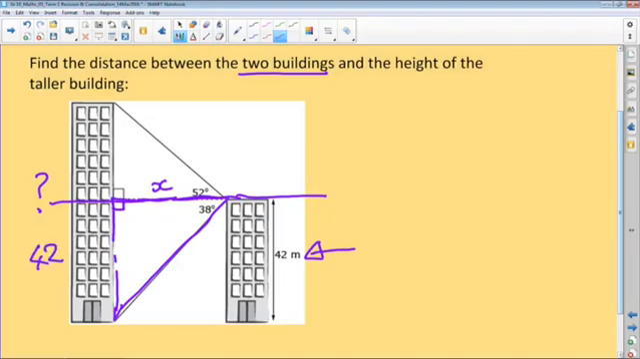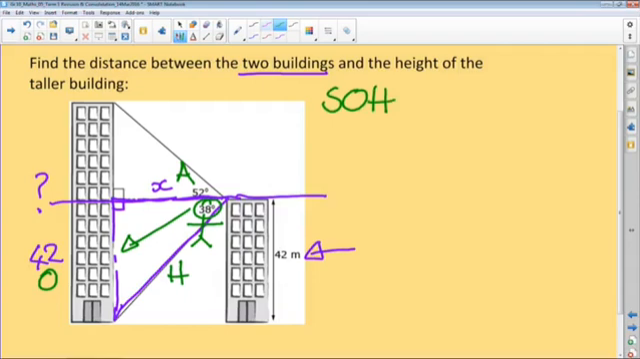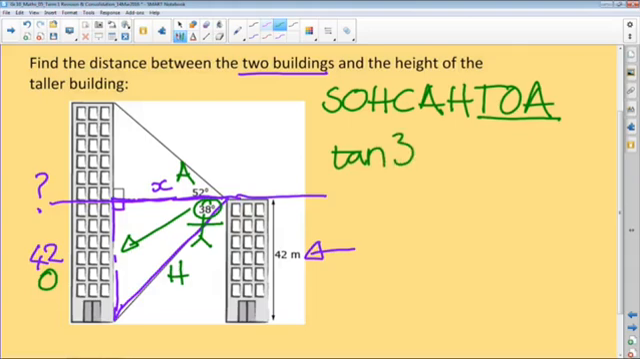So if we draw our little Helen, there we go. If we draw our little Helen, she's going to be looking opposite. Oh, that's right, the hypotenuse. There's the opposite, and here's the adjacent. So which one are we going to use? We're going to use tan, because tan is opposite over adjacent. So tan of 38 degrees is equal to 42 over x.